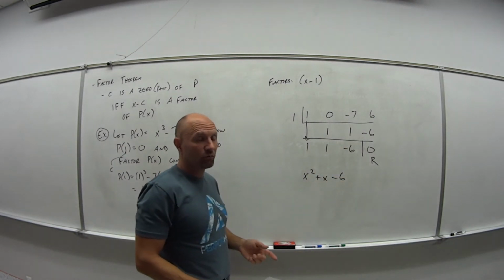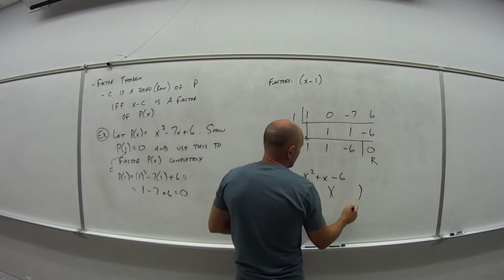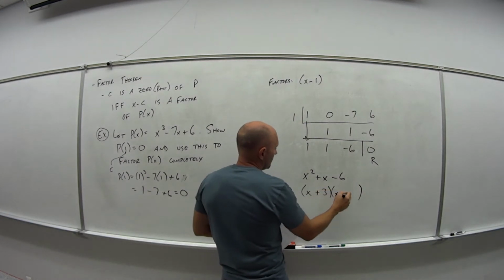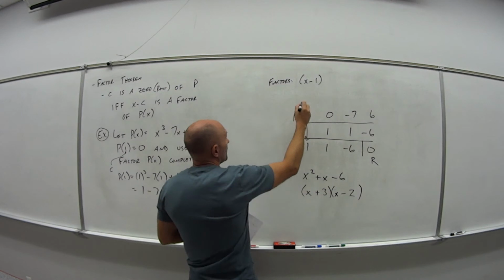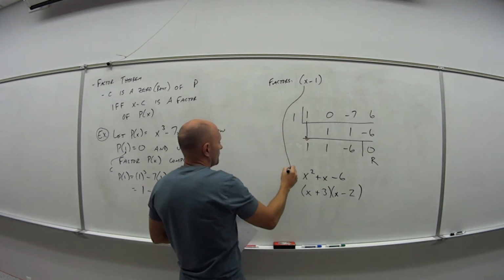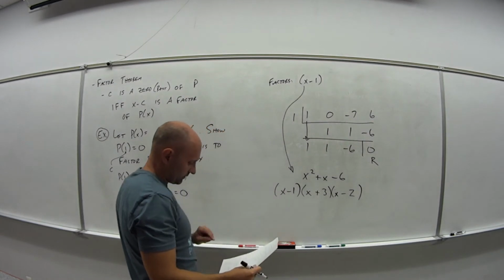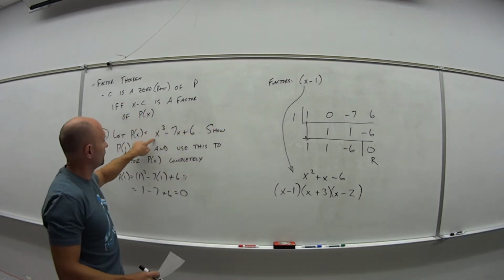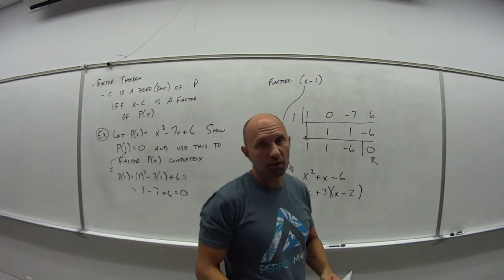Can I factor this one? Yes, I can. This will factor into what? This factors into x plus 3, x minus 2. So that's for this part. Don't forget we still have this one up here. So we get x minus 1, x plus 3, x minus 2. That's the complete factorization of this polynomial p of x that we started with.